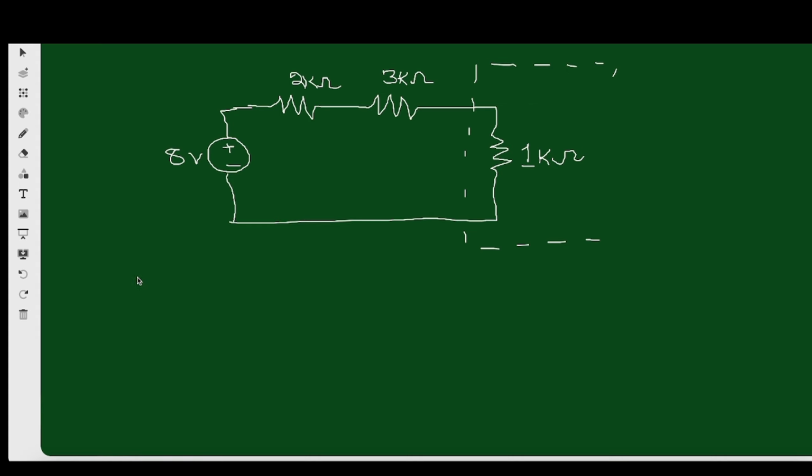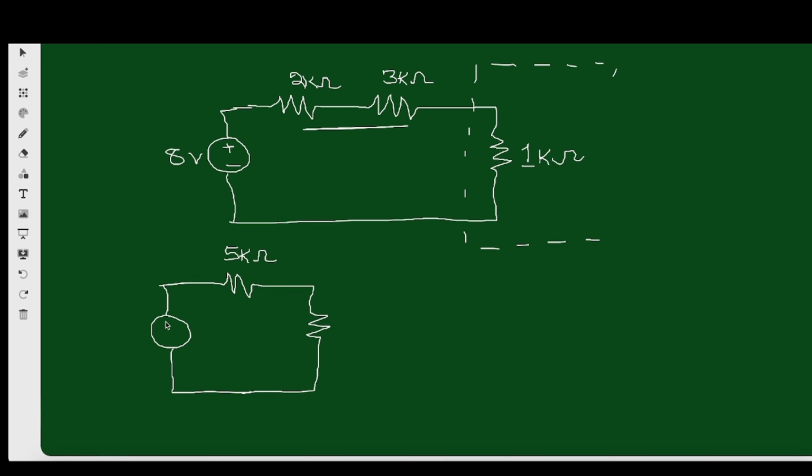Okay, so the last step is let's draw our Thevenin by combining these two resistors. When we combine the two resistors, we get our Thevenin equivalent circuit. So our Thevenin equivalent circuit is what? 8 volts voltage source in series with 5 kilo ohm resistor. So this is 5 kilo ohm and this is 8 volts. You can see that we've replaced the network with just a voltage source in series with a resistor. Right? So this is our Thevenin circuit.